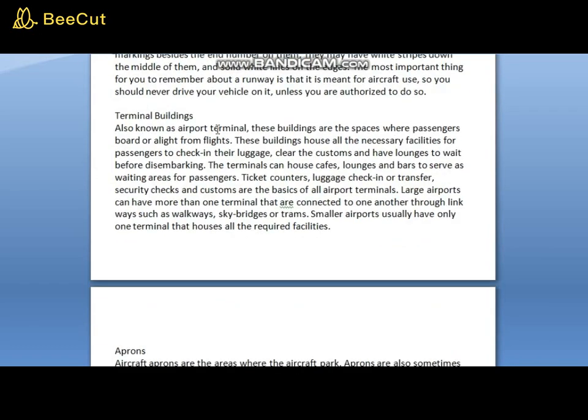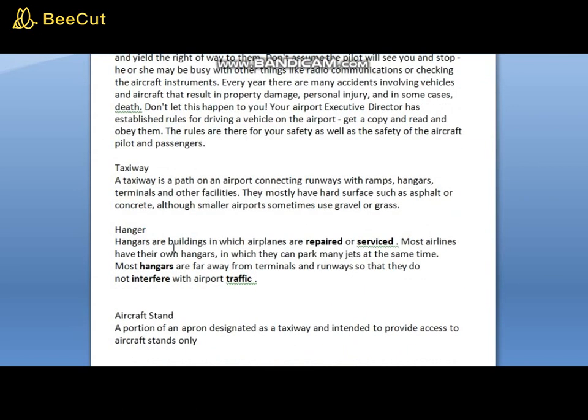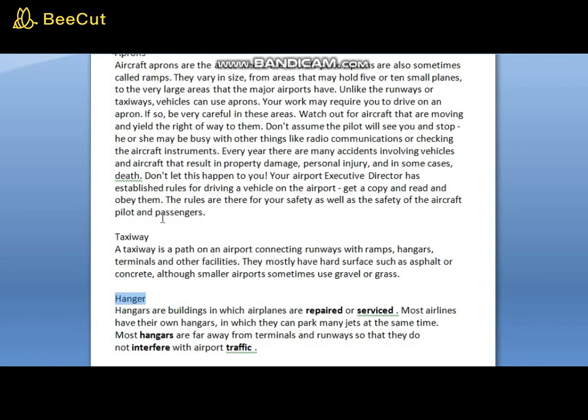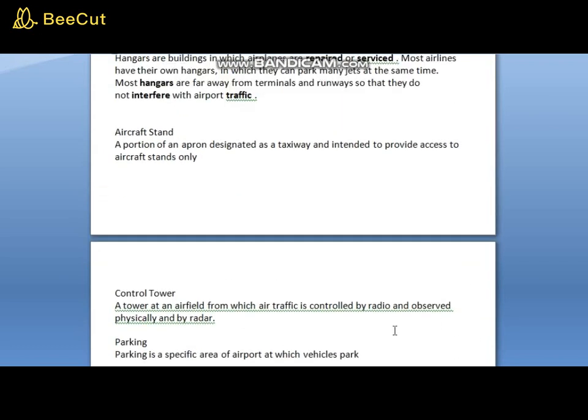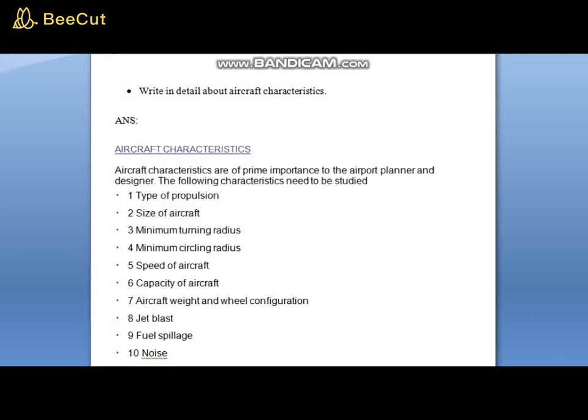Runways, terminal building. Remember, apron and hangars are the two most important components. These two can also be asked in short mark questions. Then parking, control tower.